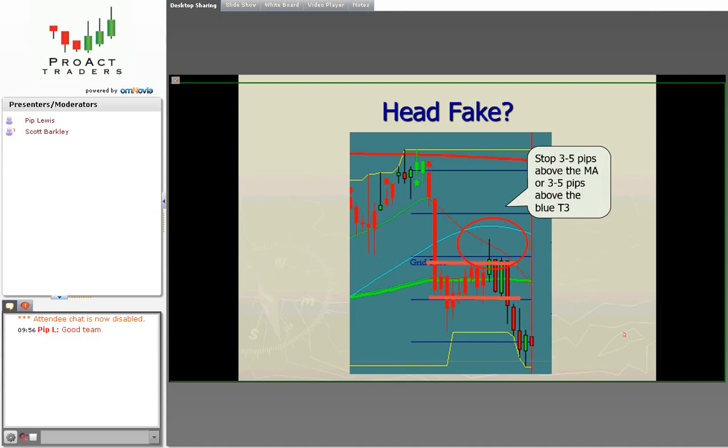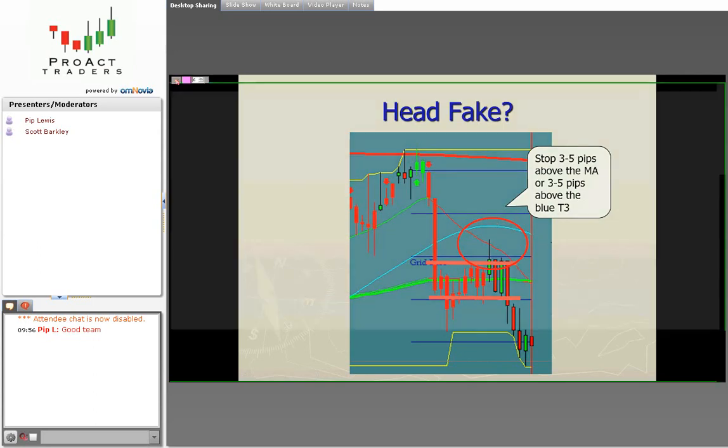Because at the real estate of the day, you can see before that you would have had to place a stop above this red moving average, 3 to 5 pips. That may have stopped you out. I don't know how big that is. The safe place would have been above the T3 here, 3 to 5 pips above that. And now you can figure it out based on risk and reward.